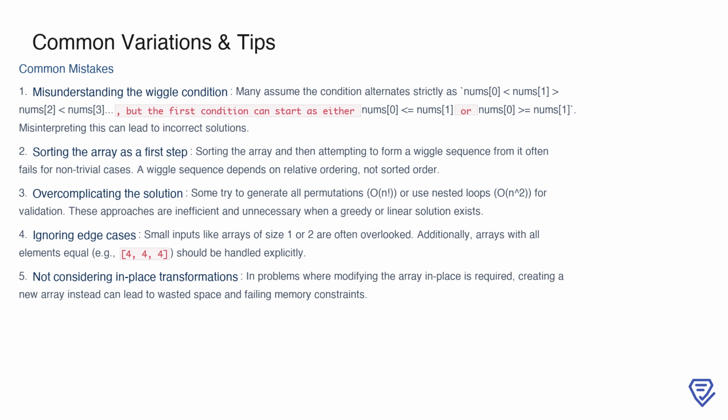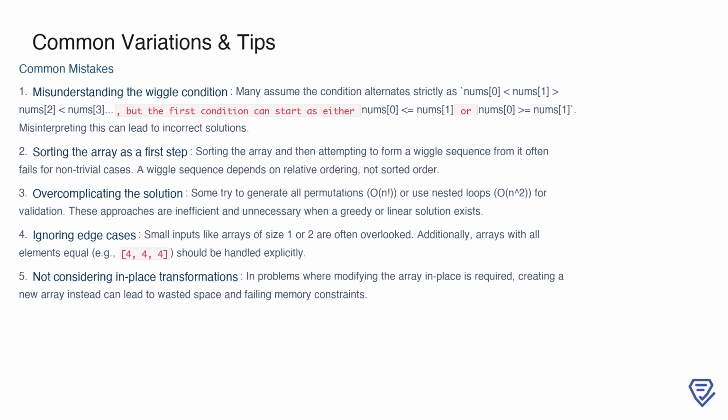Another mistake is sorting the array as a first step, which might seem logical but fails in many non-trivial cases because a wiggle sequence depends on the relative order of elements, not a strictly sorted order. Additionally, overcomplicating the solution by generating all permutations or using nested loops can lead to inefficient algorithms with factorial or quadratic time complexity, which are unnecessary when linear or greedy approaches are available.